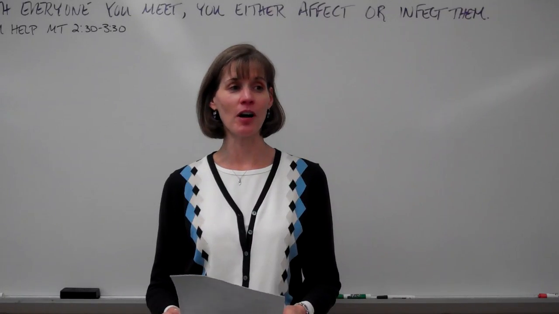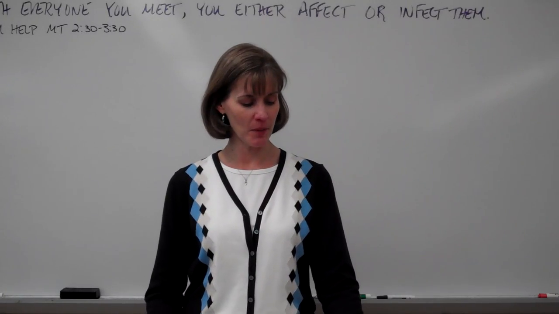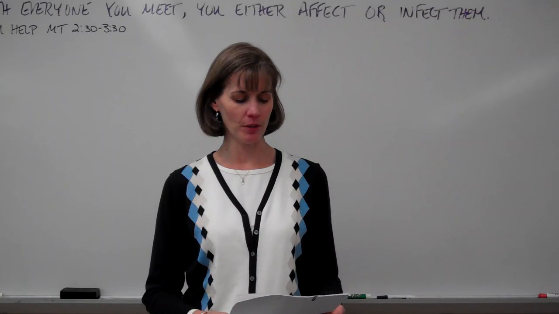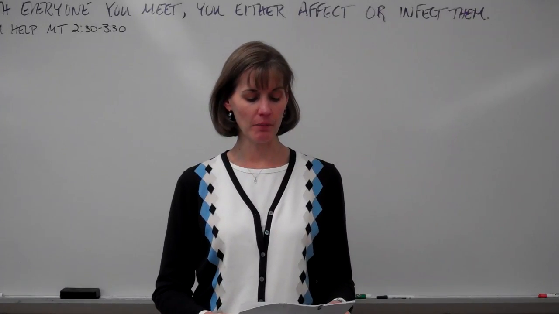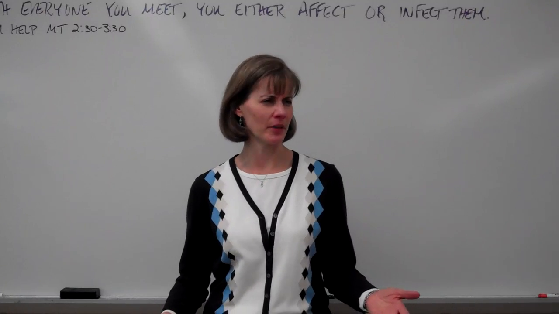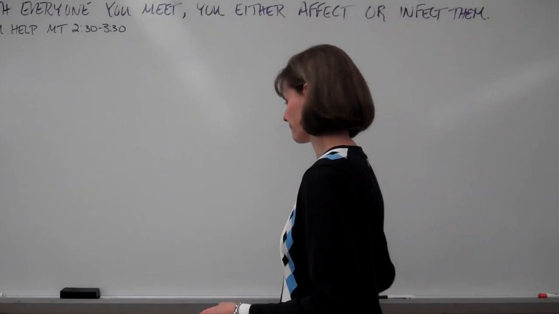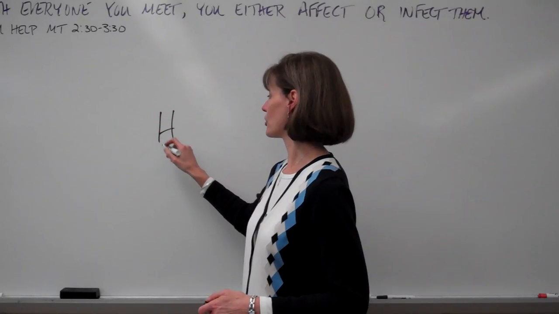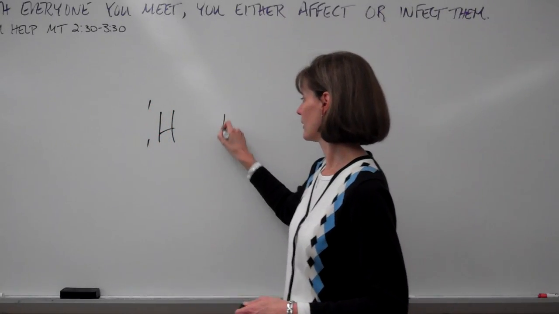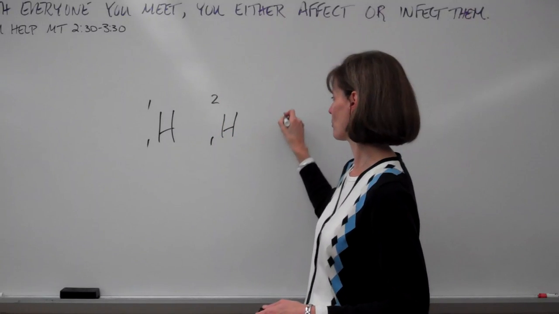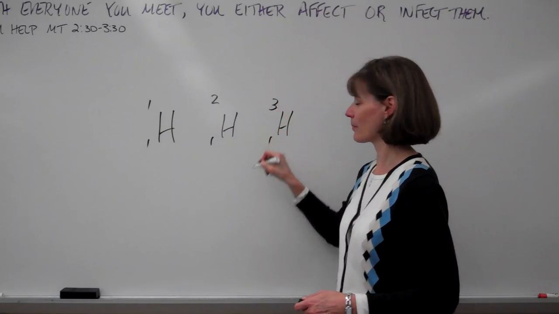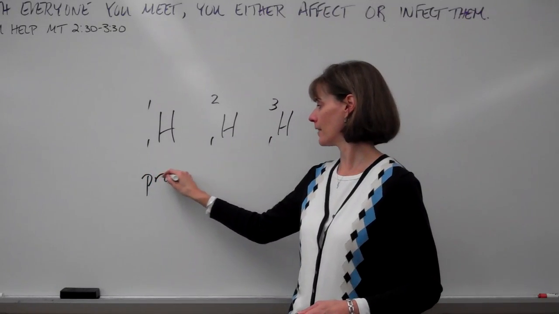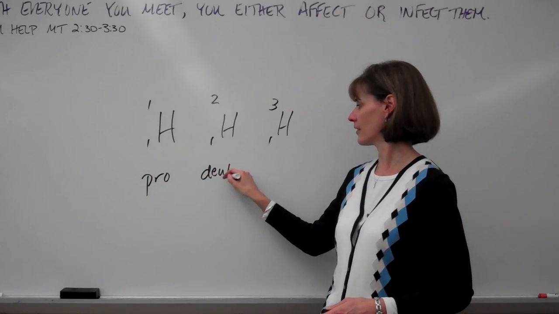Alrighty, number 21. Deuterium, protium, tritium. What is different? Well, what element are protium, deuterium, and tritium? Hydrogen. They're hydrogen with a mass of 1, hydrogen with a mass of 2, and hydrogen with a mass of 3. Protium, deuterium, tritium.